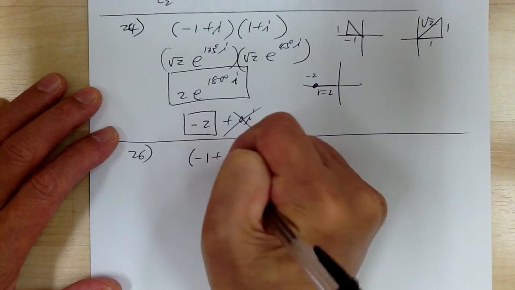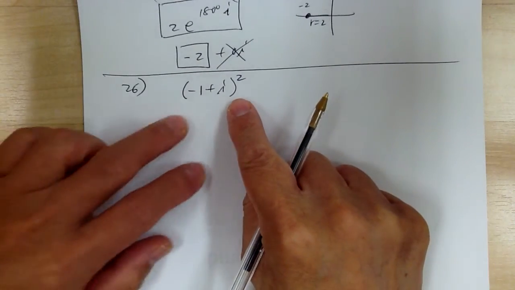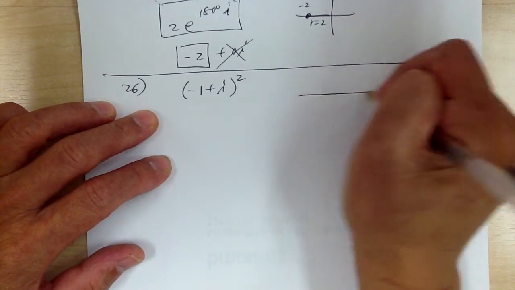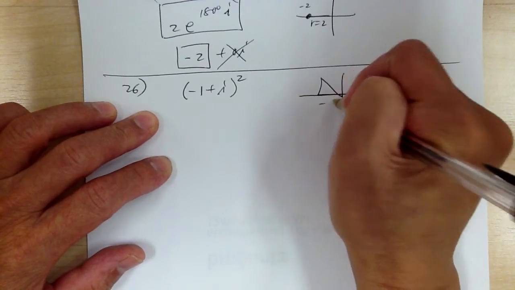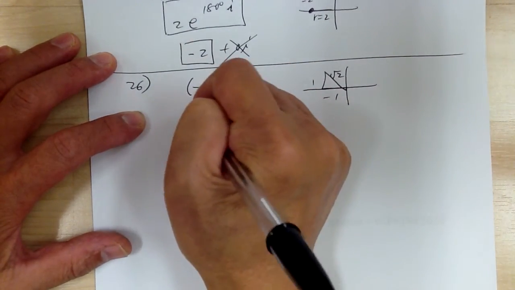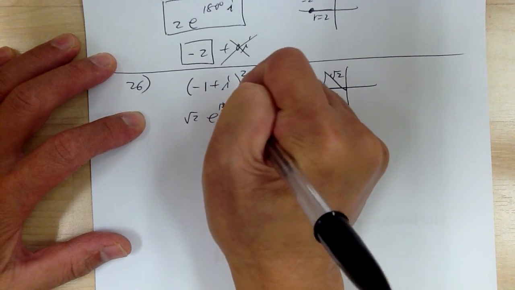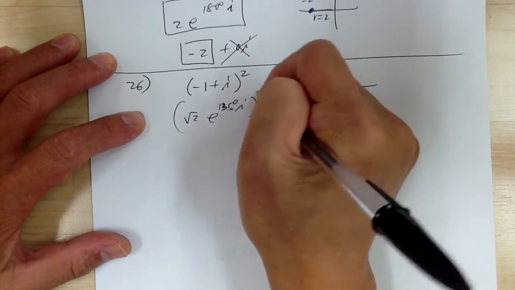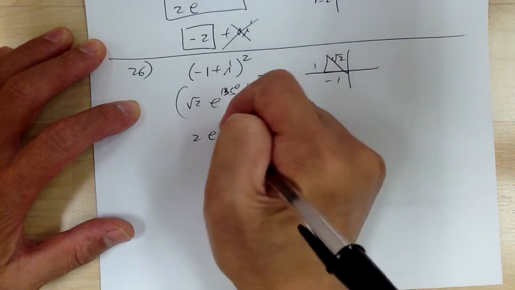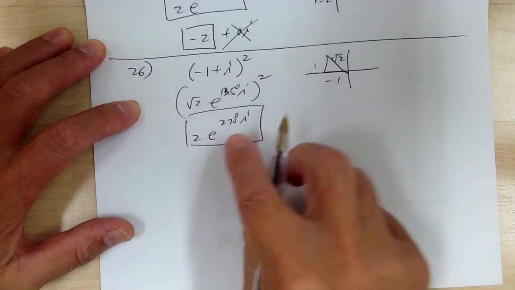Negative 1 plus i squared. Again, I'm not going to multiply using the rectangular form. It's just a regular multiplication. So I want to do it in the polar form. So you have negative 1, 1. This is the same as the last one, so you get square root of 2 e to the 135 degrees i. And this is a square, so when you square, you get 2. And this one you multiply, you get 270 degrees i. And so this will be your answer in the polar form.